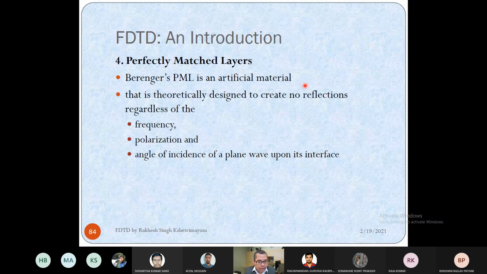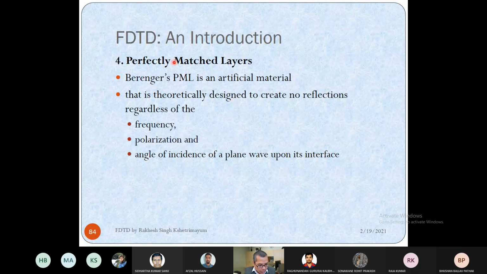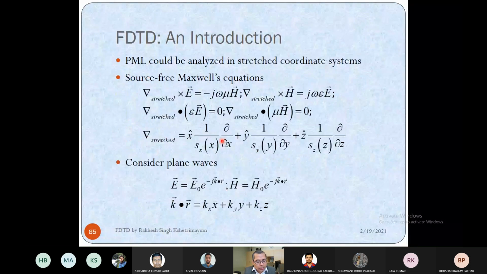It's an artificial material, and you do not have a practical material which will actually absorb all the waves. An anechoic chamber is one example where you absorb some of the waves, but there will still be some reflection. If that reflection is minimal, then there won't be much error in the experiment you are doing. But a perfectly matched layer will absorb all the waves, irrespective of frequency, polarization, and angle of incidence. You can design this artificial material when you do the simulation, and it will absorb all the waves. So how do we design this perfectly matched layer, which is a layer you put on the boundary of the box so that there is no reflection?